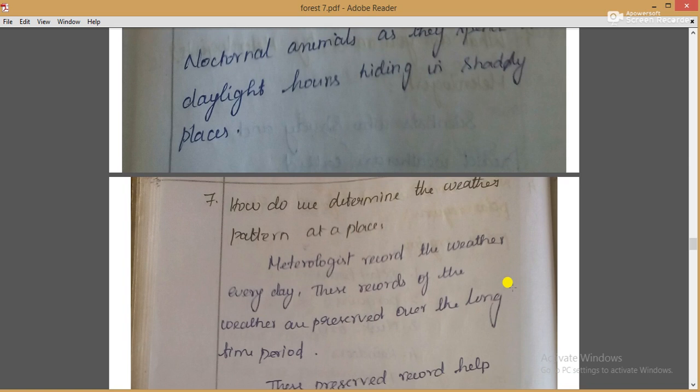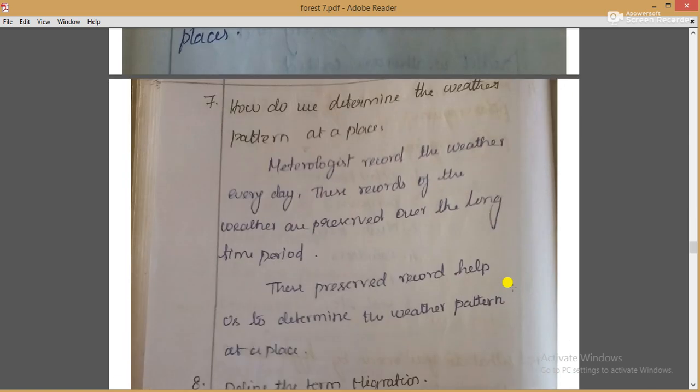Then the 7th one, how do we determine the weather pattern at a place? Meteorologists record the weather every day. These records of the weather are preserved over a long time period. These preserved records help us to determine the weather pattern at a place. We have seen in the newspaper daily the day's temperature and the day's rainfall and how much it was. Who confirms all this? The meteorologist.